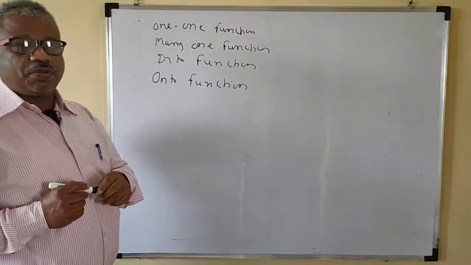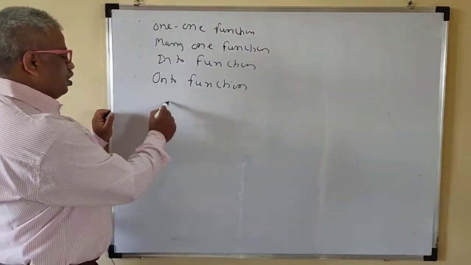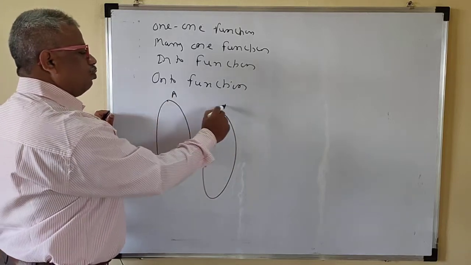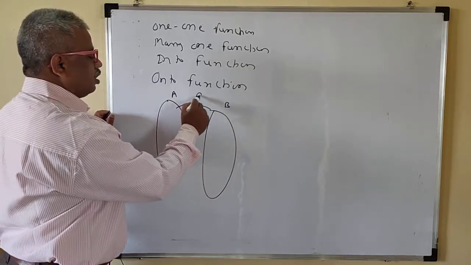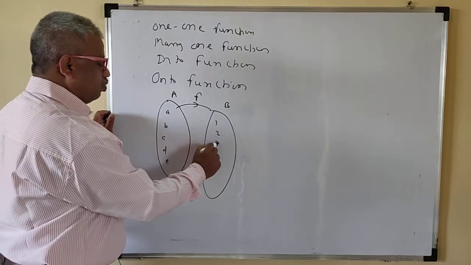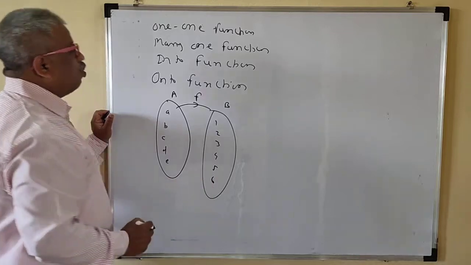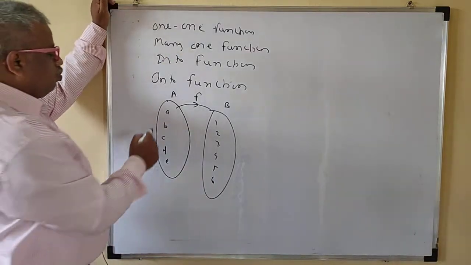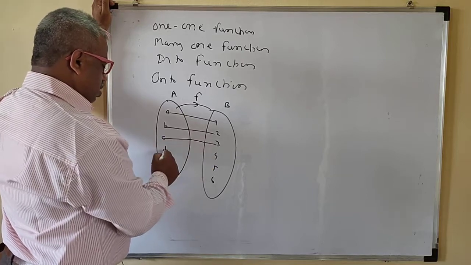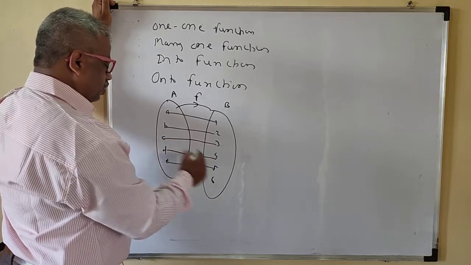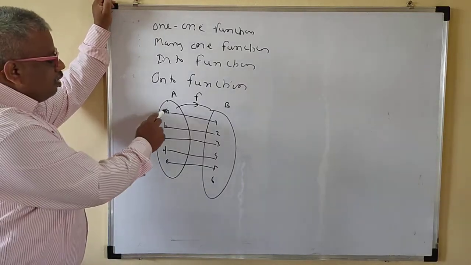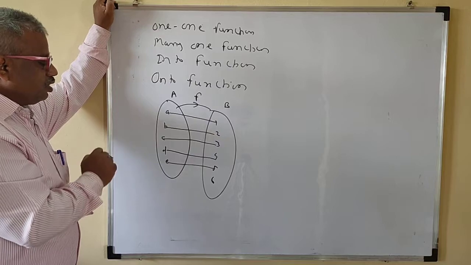Now first we will see what we mean by one-one function. Suppose this is a function f from A to B. This is a, b, c, d, e, f and 1, 2, 3, 4, 5, 6. 1 goes to 1. Is it a function? Yes. Only one element is related to only one element, so this is a function.